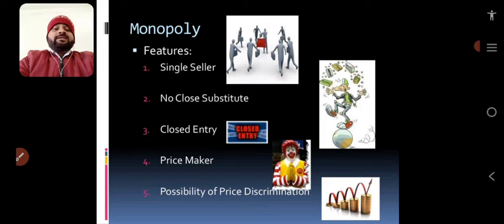Closed entry means restrictions on entry of new firms. No other firm is allowed to enter the monopoly market due to legal barriers, because so many barriers have been initiated by the government. The legal barriers or natural barriers include control over the supply of raw material, economies of large scale production, and goodwill of the monopoly firm.